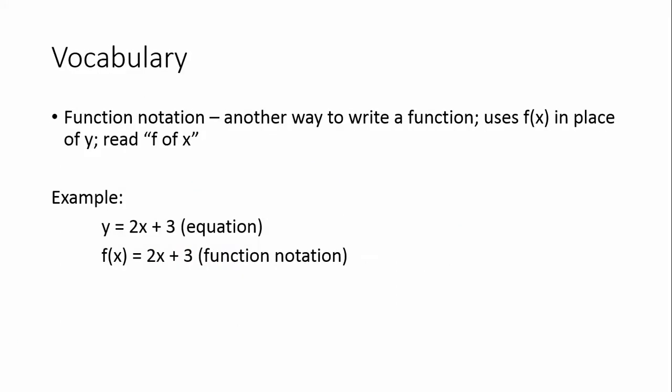Another vocab term is function notation, and it's another way to just write a function. It uses the f and then in parentheses an x in place of y, and you read that f of x. So function notation just means replace the y with f of x. And you can see in the example we had y equals 2x plus 3 for the equation, but writing it in function notation, we have f of x equals 2x plus 3. This will help us when we're dealing with inputs and outputs.